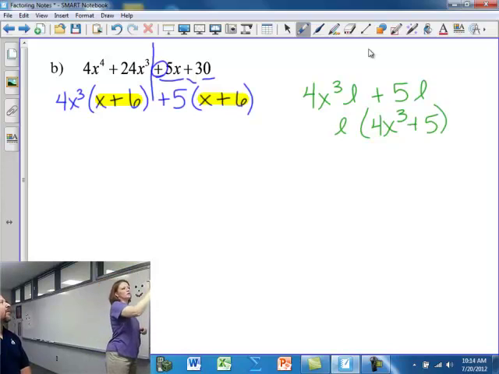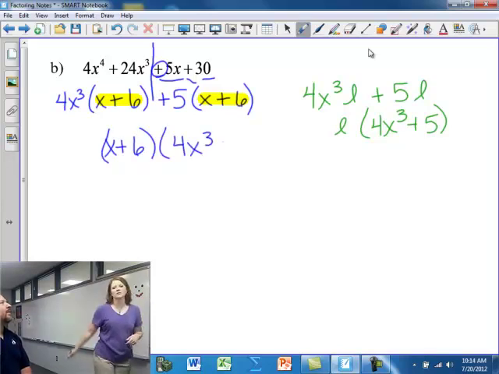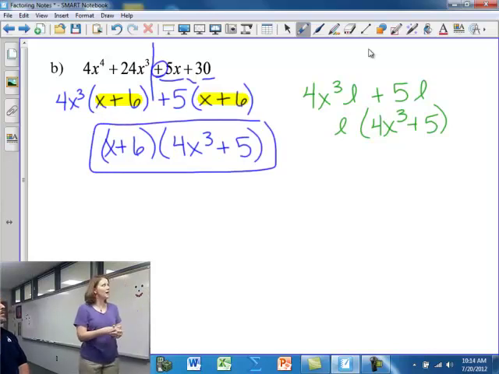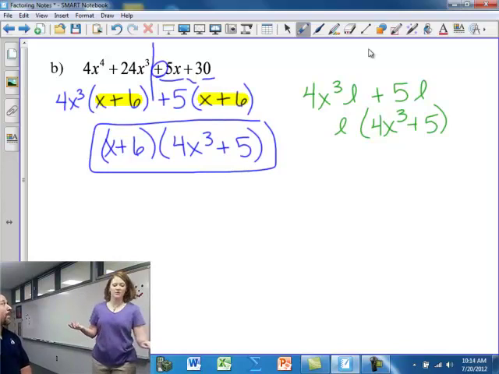So we're going to take the x plus 6 group out and have 4x cubed plus 5 left over. Okay, and that's it? And that's it. So this is called grouping. How do you recognize grouping? It works really well with 4 pieces.